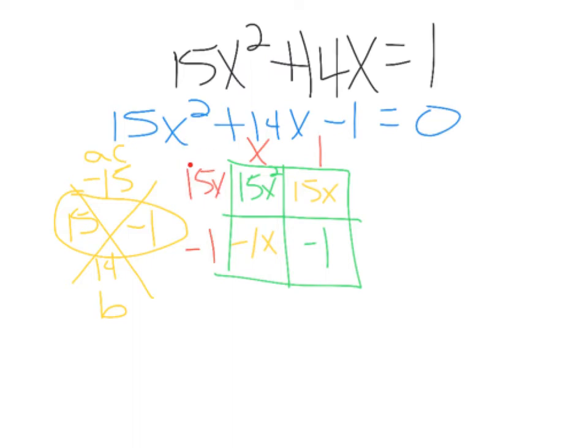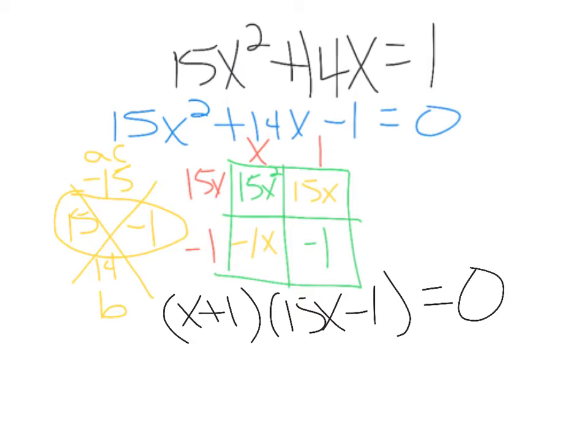If I look at the 15x and the x and multiply them, they give me 15x squared. That checks out. If I multiply 15x by 1, it is 15x. That checks out. If I multiply negative 1 by x, it gives me negative 1x. That checks out. If I multiply negative 1 by 1, that gives me negative 1, so that also checks out. So now I know my equation factors into x plus 1 times 15x minus 1, and it's equal to 0.